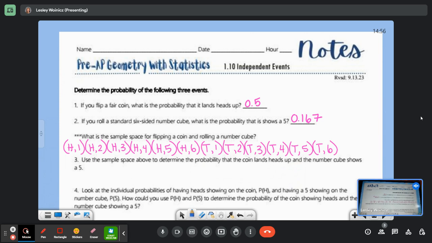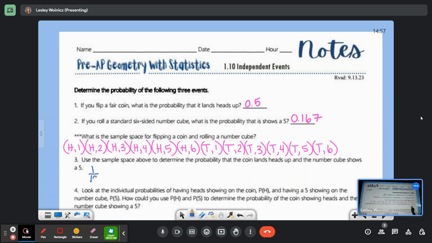Okay, so now we're going to use our sample space that we created. How many total events are in our sample space? Yeah. 12. Okay, so use the sample space above to determine the probability that the coin lands heads up and the number cube shows a 5. So we want heads up and a 5. 1 out of 12.